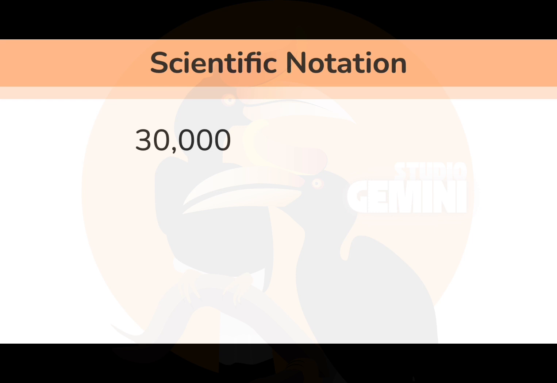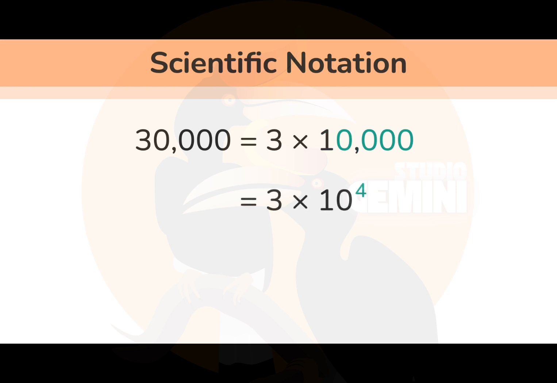Here we have 30,000. 30,000 is the same as 3 times 10,000. Do you know how to write 10,000 as a power of 10? Since there are 4 zeros, that's 10 to the 4th power. So, 30,000 equals 3 times 10 to the 4th power.